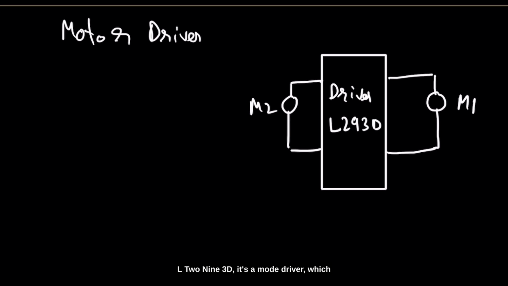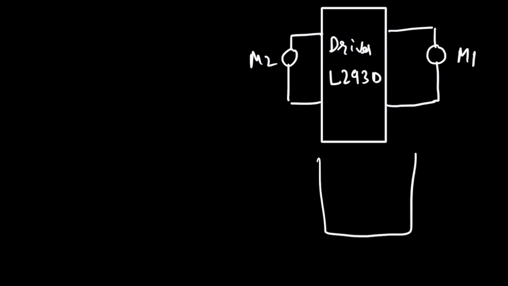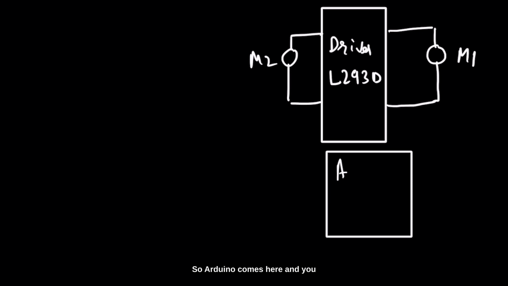L293D is a motor driver, which is an H-bridge motor driver, allowing two motors to be controlled at the same time. Of course, you can do it for four as well, but it's usually best for two. The motor driver over here is essentially going to make sure that the motors are rotating in the right direction. The good thing is that you can program this motor driver through Arduino. So Arduino comes here, and you can connect it to Arduino. And once it's connected, Arduino can send commands to this controller to make changes in the direction of the motor.